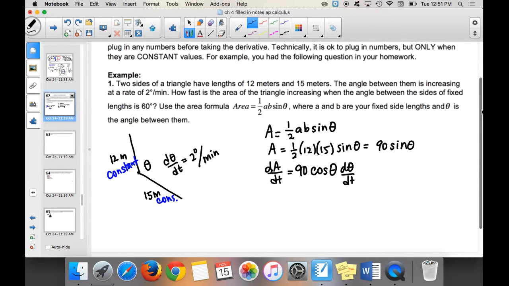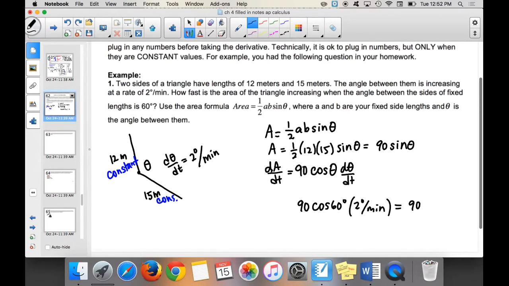All right, so if I start to plug things in, I could plug in 60 degrees. What is cosine of 60 degrees? You all know this. It's 1/2, right? So I can plug in 60 degrees. What I'm guessing you did on your homework, so don't write this, is you probably did cosine of 60 degrees in here, and then you put the d theta over dt was 2 degrees per minute, and you ended up getting 1/2 times 2, so 90.